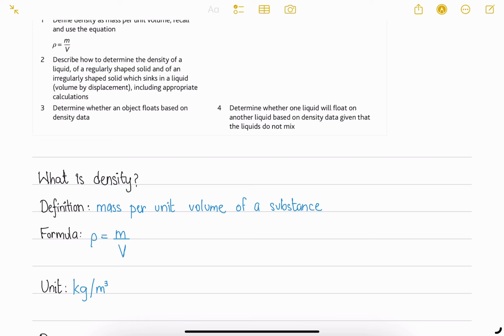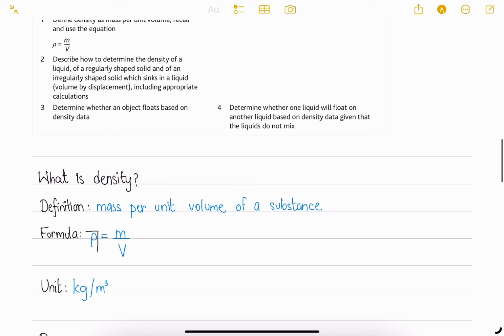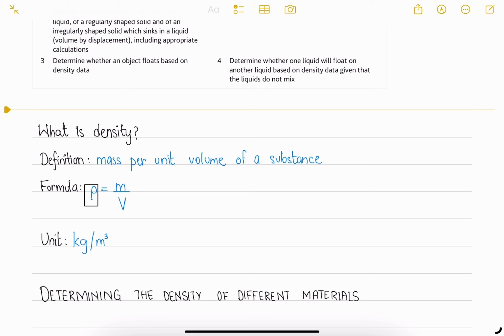Now, the symbol rho, we use it to represent density. Rho means density. This symbol is called rho. And rho is equal to mass by volume. Density is measured in kilogram per meter cube. We can also derive this unit because mass is in kg, as I told, and volume is in meter cube. So the SI unit of density is kilogram per meter cube.